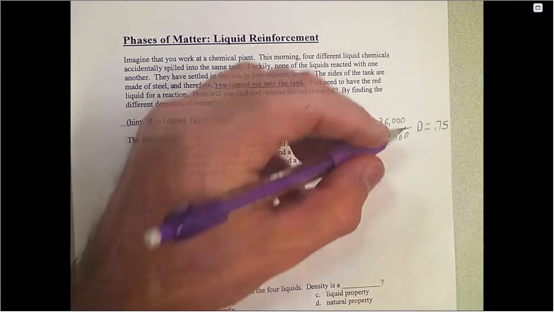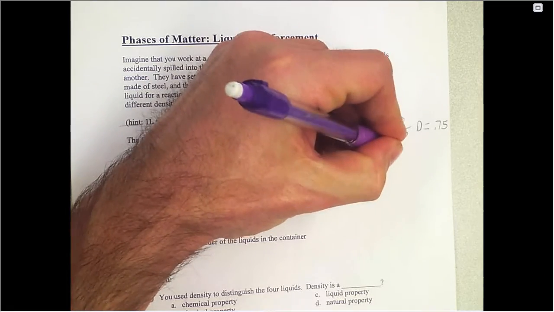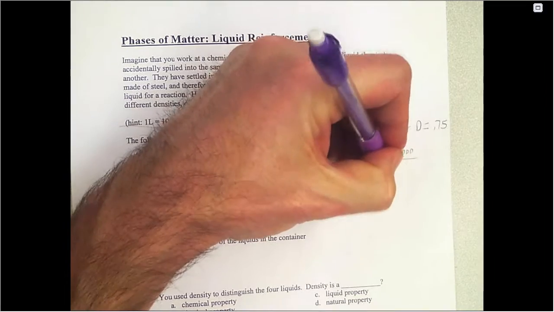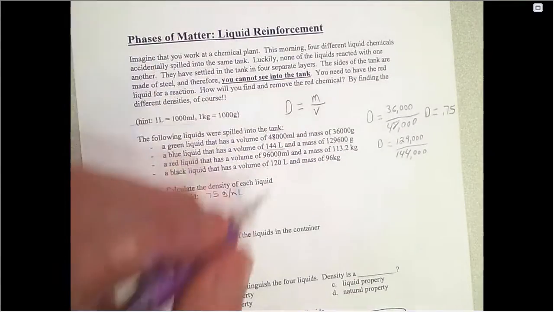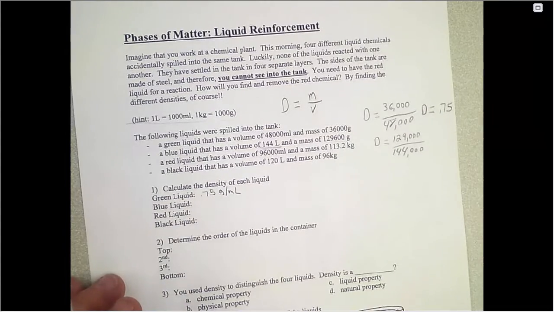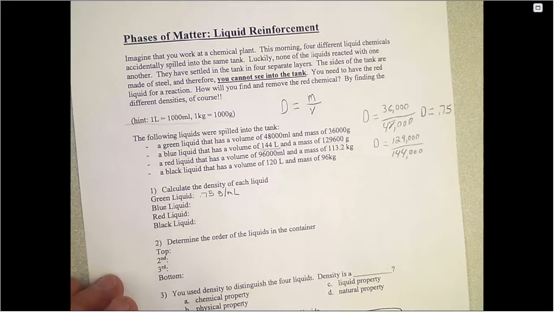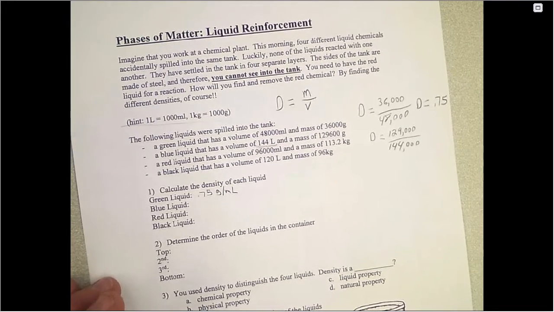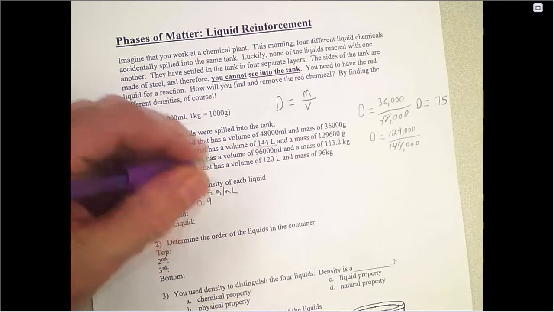To calculate that, you would do density equals mass, 129,000 grams, divided by 144,000 milliliters. And if I did that on my calculator, 129,000 divided by 144,000, I would get a density of 0.895, so I would round that up to 0.9.